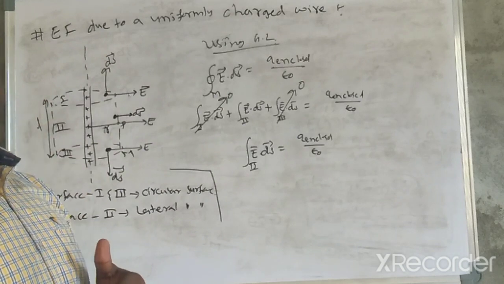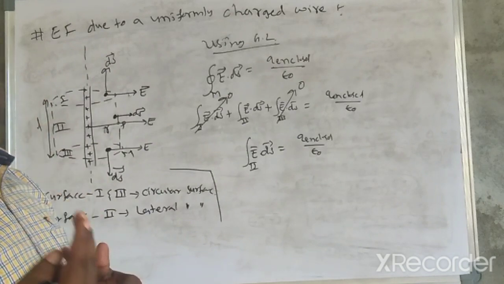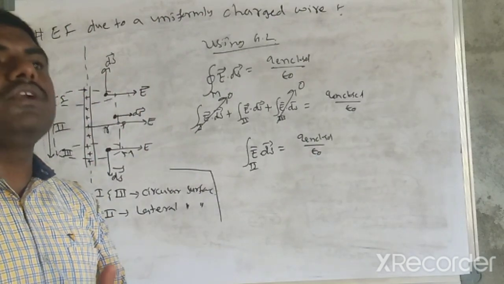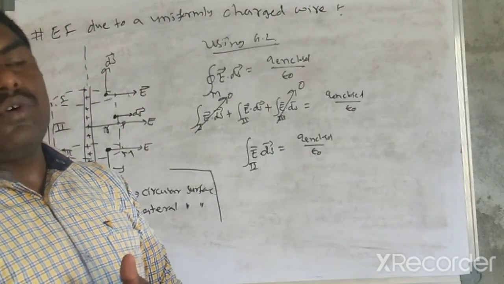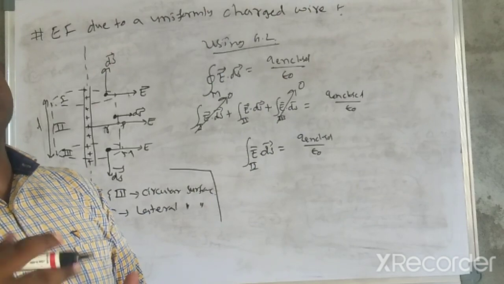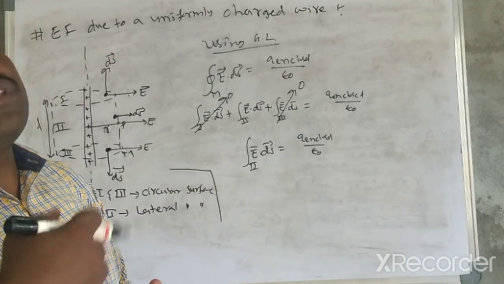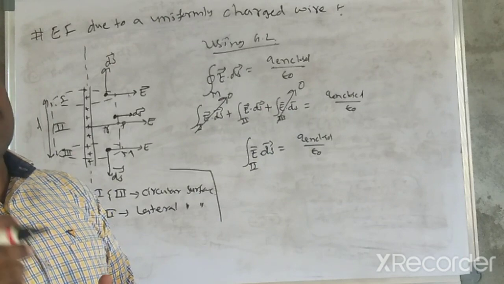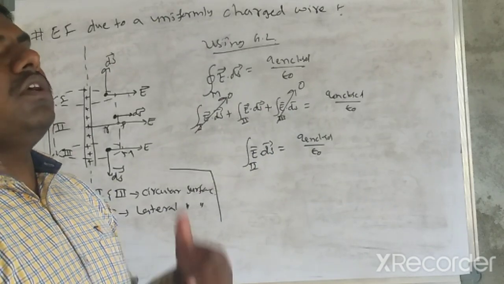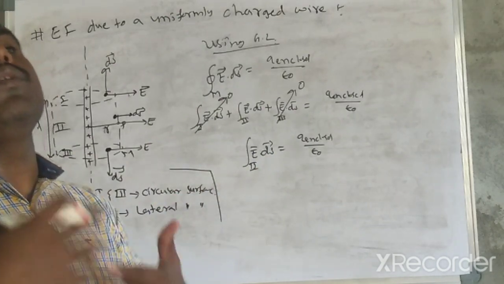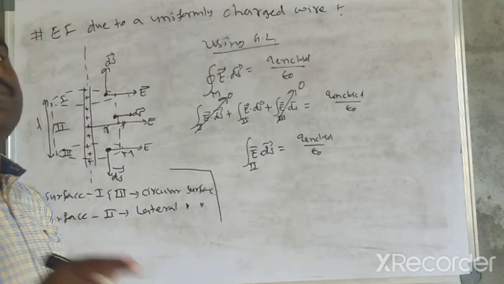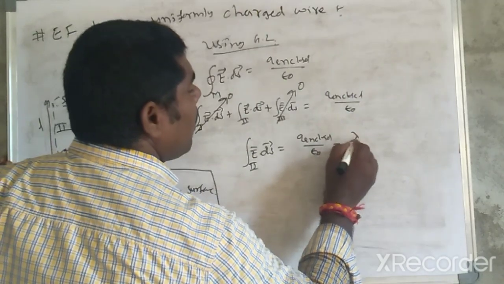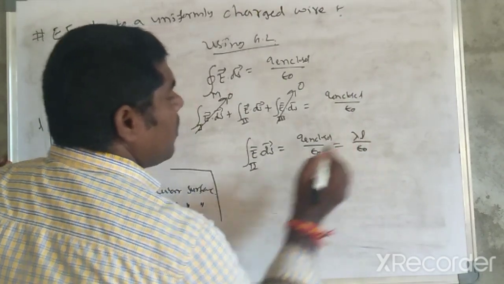If two dimensional, charge enclosed is equal to area density, or sigma, into area. Two dimensional, charge density sigma into area. If three dimensional, charge density we consider rho. So enclosed charge is equal to rho into volume. Keep those 3 points. So q enclosed is equal to lambda L by epsilon naught.